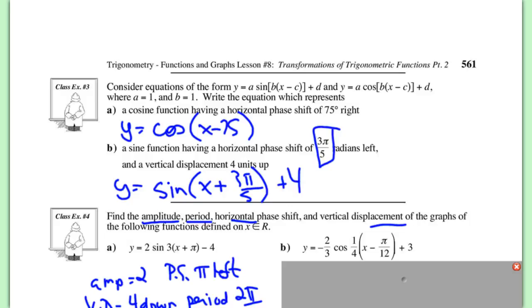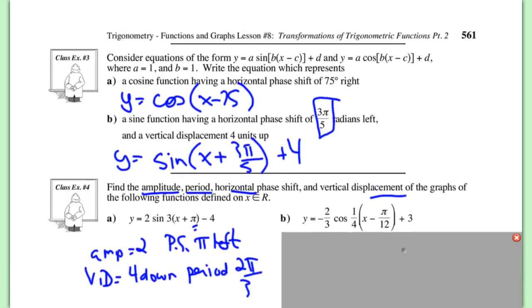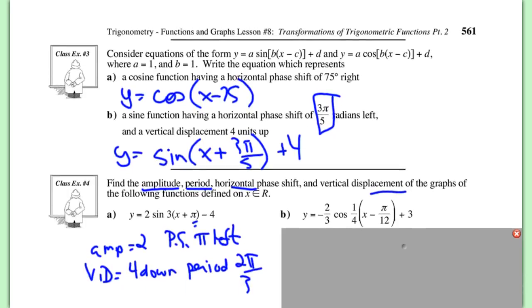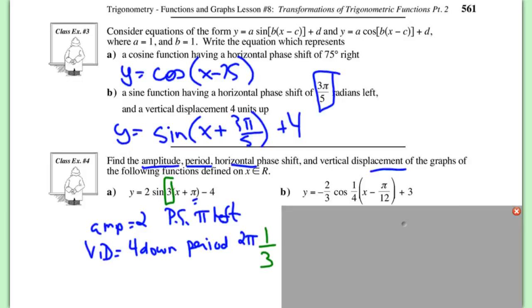I chose to do this pi next, and the phase shift was pi left. The vertical displacement was 4 down, and the period, and as you do this, the period always starts off with 2 pi. But because this is 3, my period was multiplied by a horizontal stretch of 1/3, making the period then 2 pi over 3.